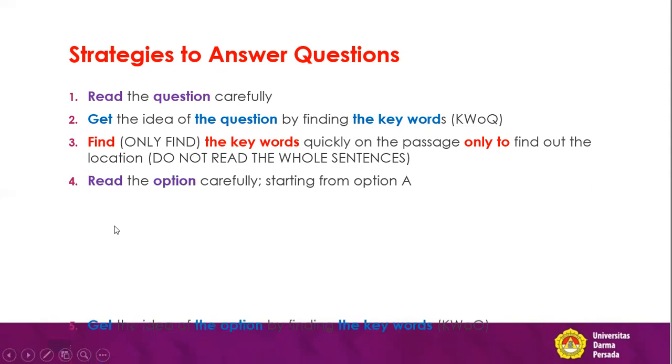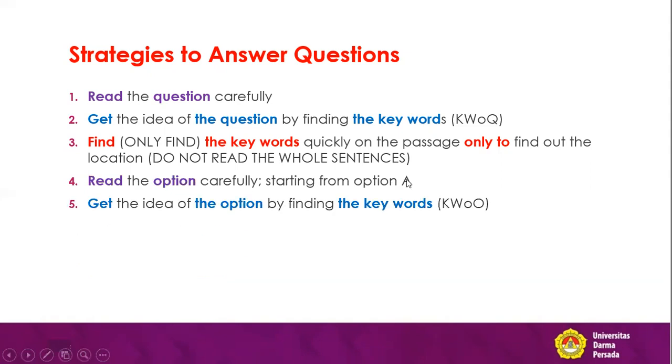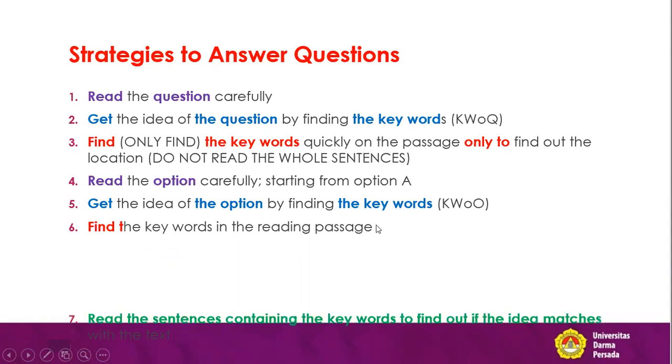Now, number 4, read the option carefully, starting from option A. After that, get the idea of the option. You read option A, and then you try to find the keyword of option A, KWOO, keyword of option. And then find the keywords in the reading passage. You check whether option A is correct by finding the keywords in the reading passage.